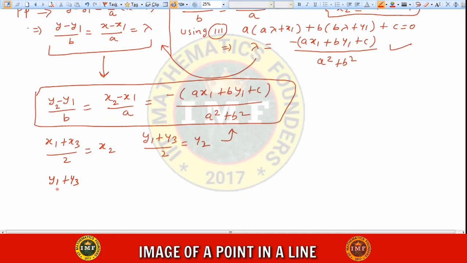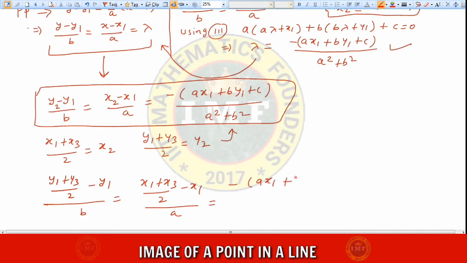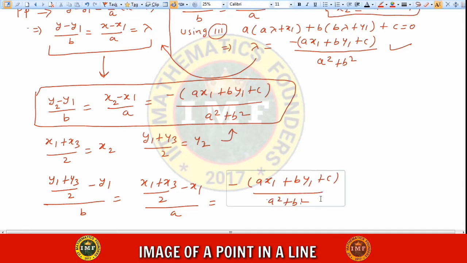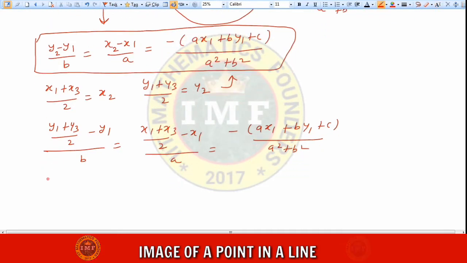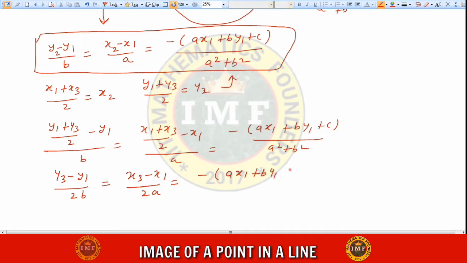(y1 + y3)/2 − y1 over b, this is equal to (x1 + x3)/2 − x1 over a, this is equal to −(ax1 + by1 + c)/(a² + b²). Okay, so solving it, what I'll get is (y3 − y1)/2b is equal to (x3 − x1)/2a, this is equal to −(ax1 + by1 + c)/(a² + b²).